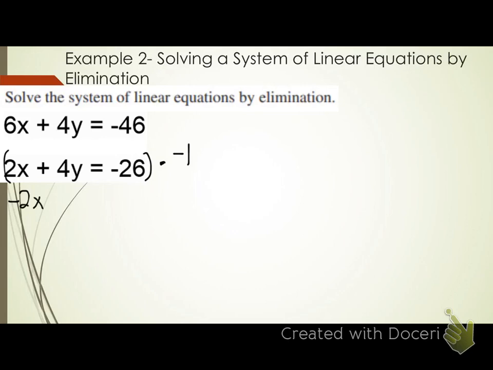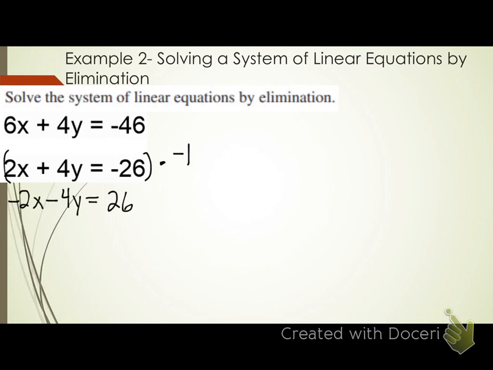Negative 2x. Negative 1 times 4y would give me what? Negative 4y. Negative 1 times negative 26 would give me positive 26. Every term has to get multiplied by that number that we multiply by. Questions on how I did that?